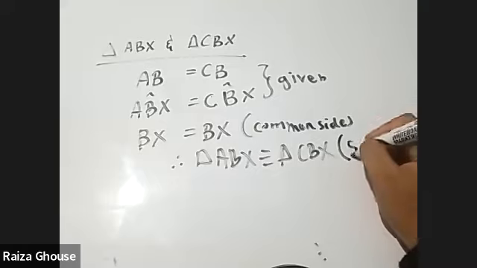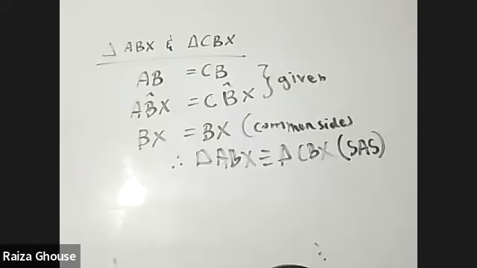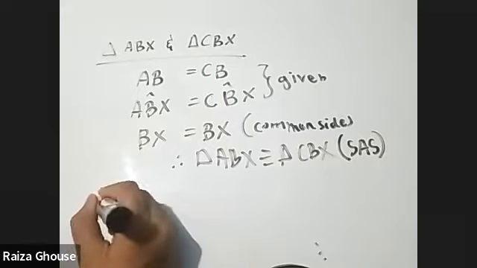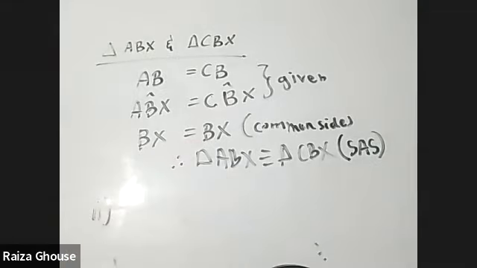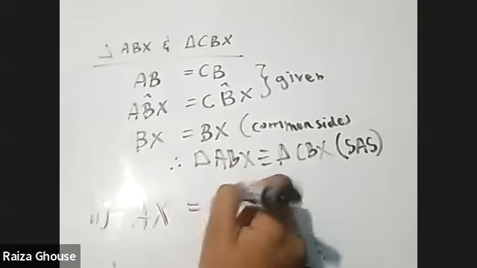Okay. What is the case of congruence you had right here? SAS rule. Now, Roman number 2, they are telling us to prove that AXB is 90 degrees. That part, how do you do it? Here, because this triangle is congruent, I can tell the remaining side AX is equal to CX.